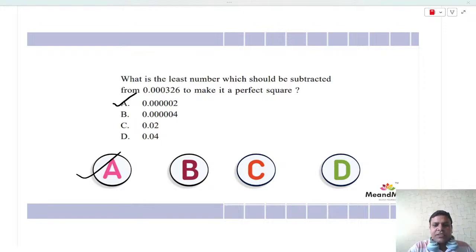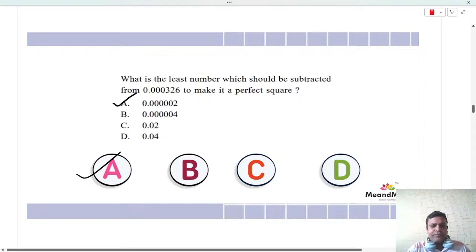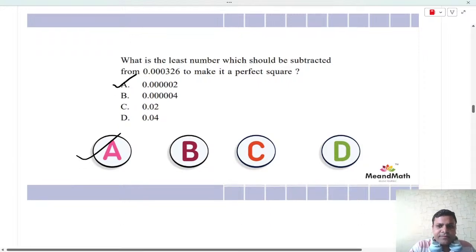Any doubt in this question? Class, is it clear to everyone? Let's move to the next question. The next question is here.